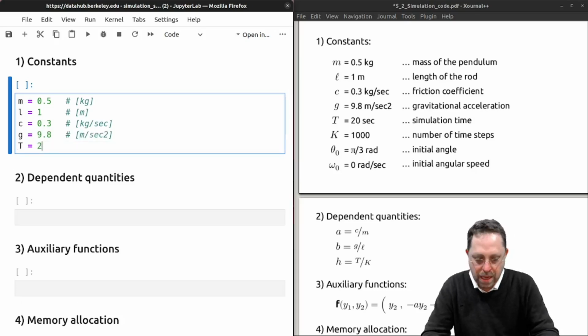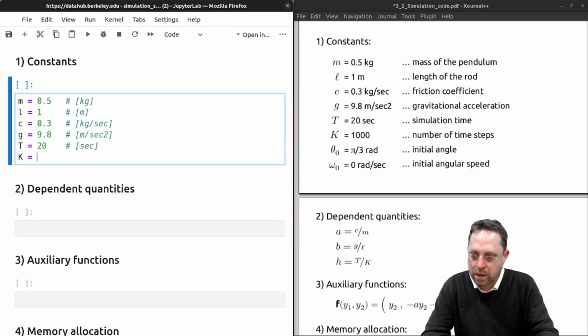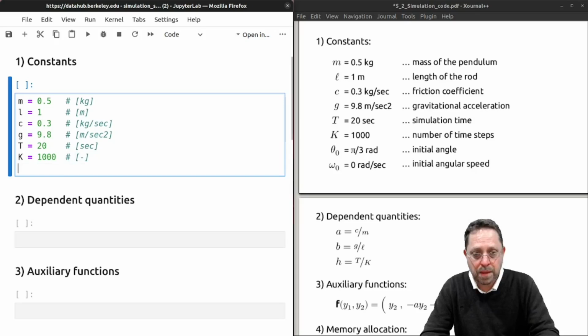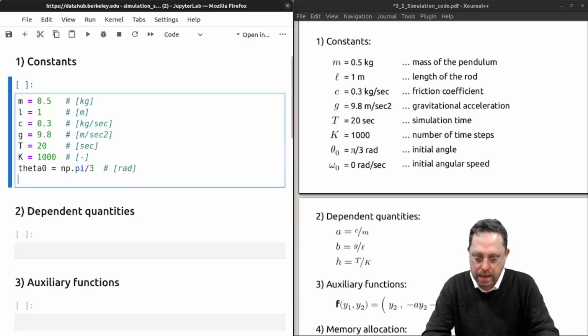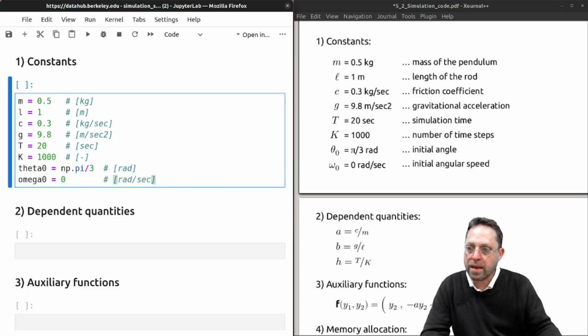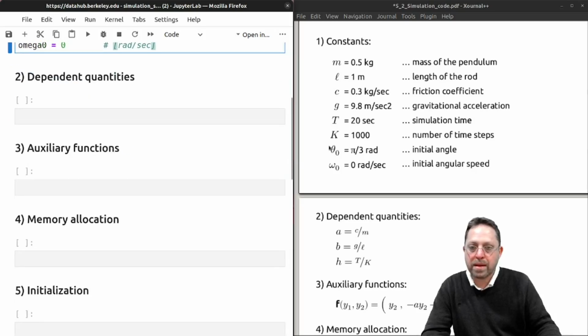The simulation time is going to be 20 seconds. We're going to split those 20 seconds into 1,000 pieces, and that is unitless. And then the initial angle is pi over 3, and that is in radians. And then the initial angular speed is going to be 0, and that is in radians per second. Okay, very good. Next, the dependent quantities.